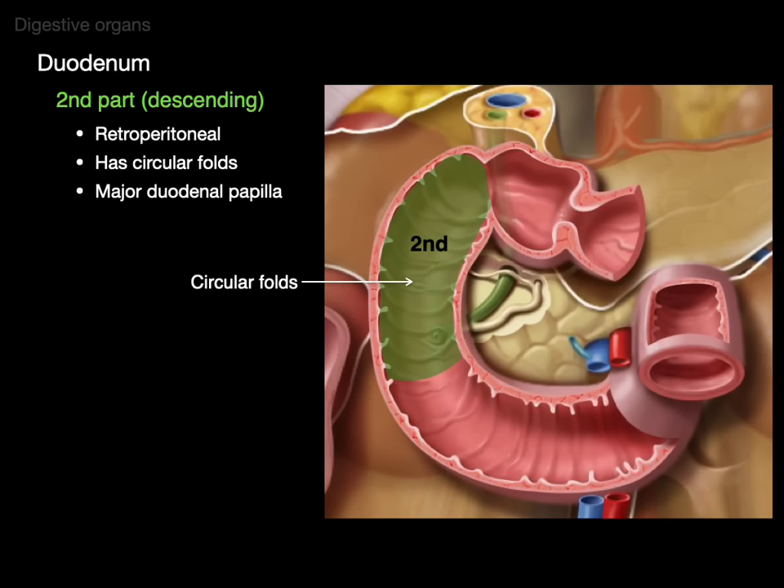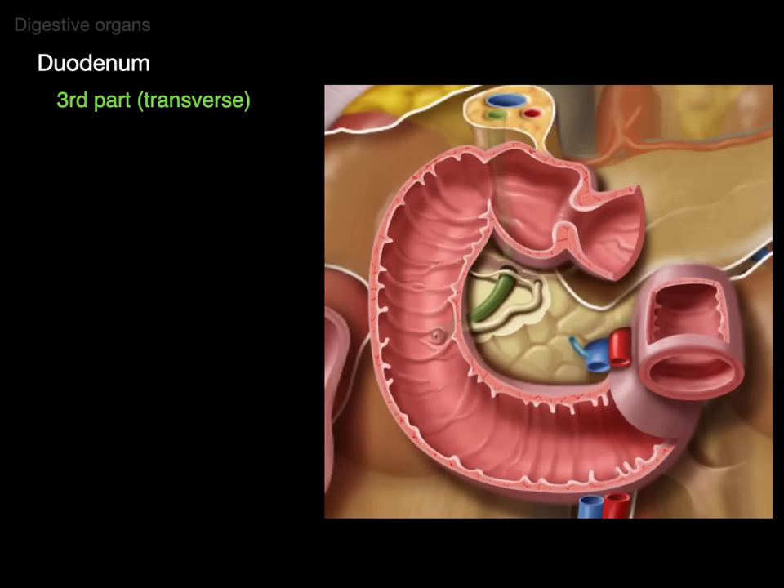Has these circular folds that you'll see characteristic for the entire small intestine for increasing surface area for absorption. And that's also where the common bile duct and the pancreatic duct form wonder twin powers to make the major duodenal papilla, and that's how you get bile and pancreatic enzymes into the second part of the duodenum. At the end of the second part of the duodenum, we have the beginning of the horizontal or third part. That's the separation from the embryonic foregut from midgut. More on that later.